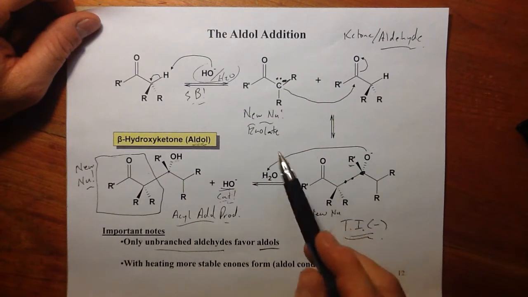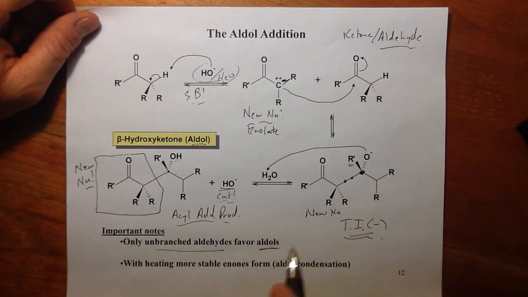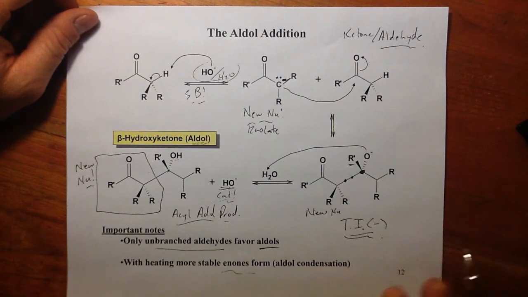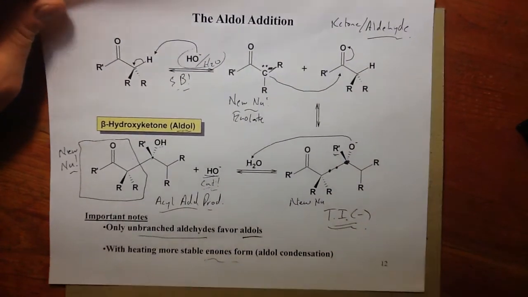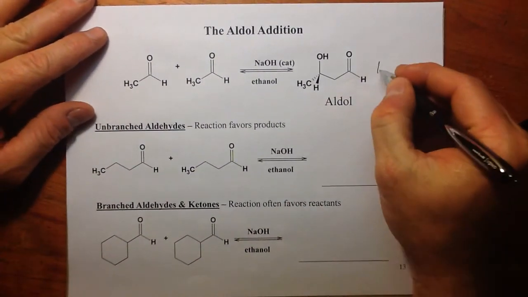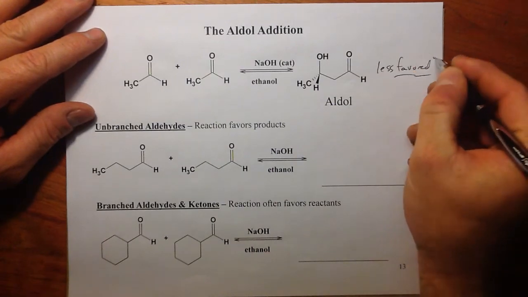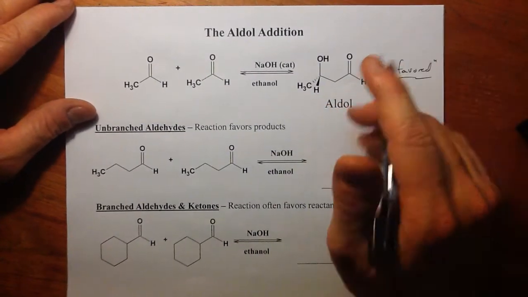So this is a reversible reaction. With heating, more stable enones can form. So we'll look at that here after this next slide. Let's propose the aldols, again, that are less favored. In the case of unbranched aldehydes, we can favor the aldols.